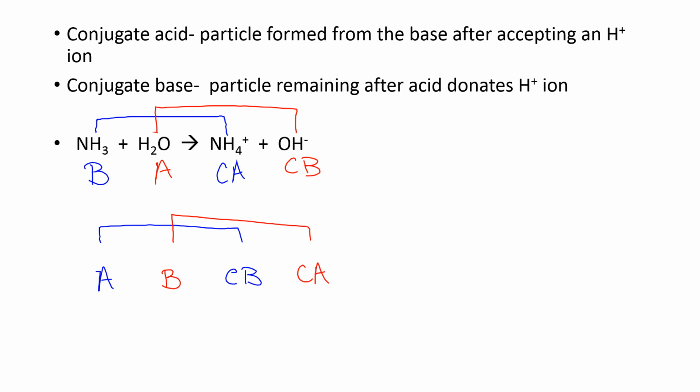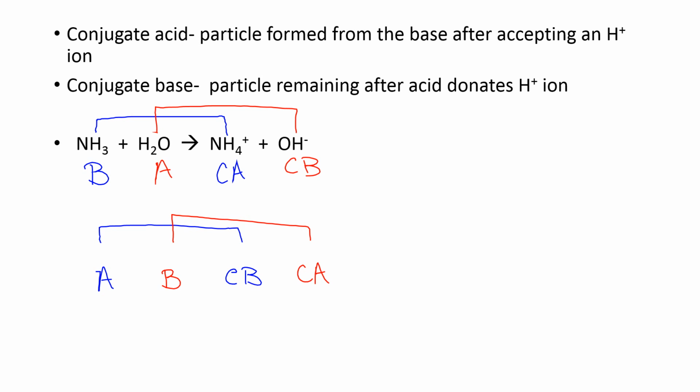So let's look at this example. And we're just going to label acid, base, conjugate acid, conjugate base. So we have ammonia and water producing ammonium and hydroxide. So I always look and see what two things pair together. So ammonium and ammonia are closely related. Water and hydroxide are closely related.